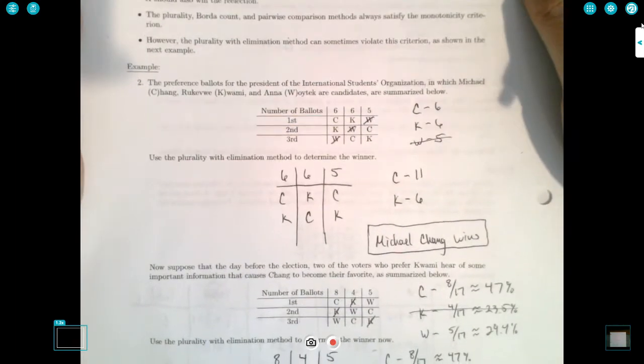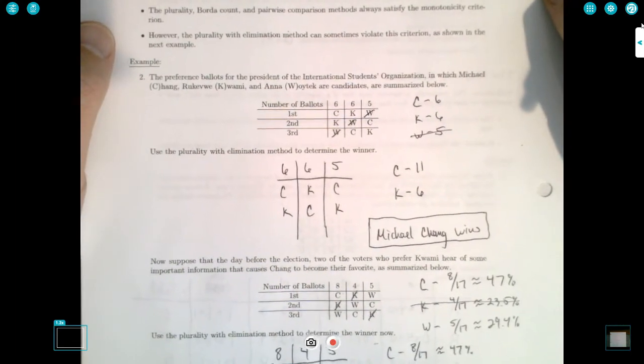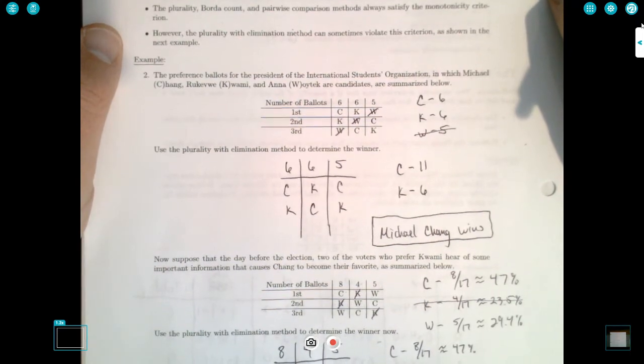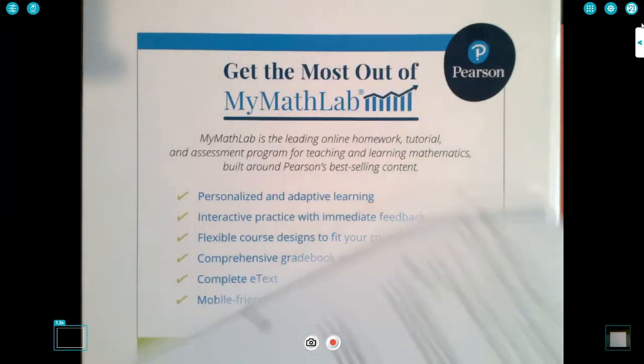There are some countries that use a plurality with elimination method, especially if they have a lot of political parties. Like in the US, we only have 2 major political parties. There are others, but there are 2 major ones. In other countries, they might have 5 or 6 major political parties, and so they'll use plurality with elimination oftentimes to determine winners in those kinds of things. Anyway, moving on.